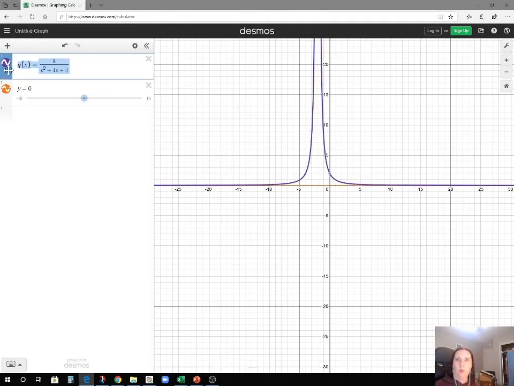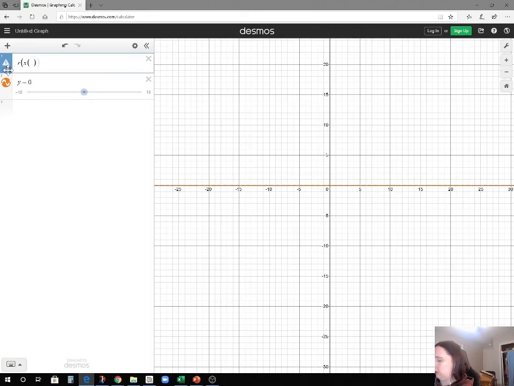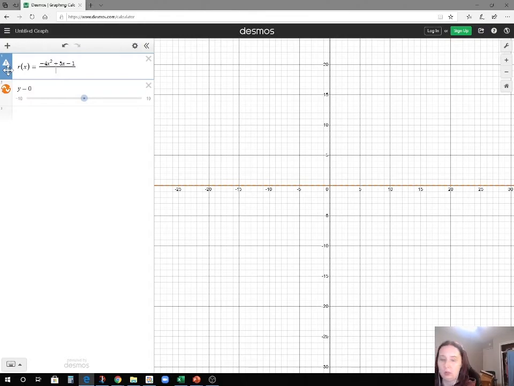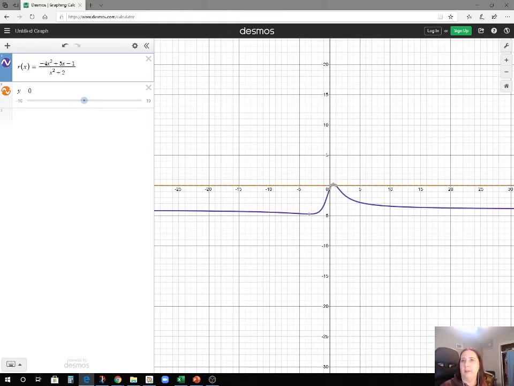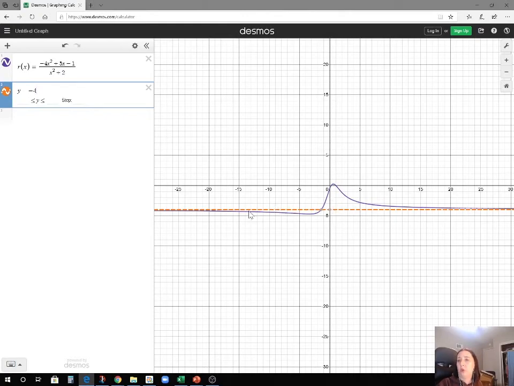Now our other one, r of x equals, this is going to be a complicated one, -4x squared plus 5x minus 1 over x squared plus 2. Okay. And we found our horizontal asymptote at -4. So I'm going to change this y to -4. And now you can see there's no vertical asymptote here, but we do have a horizontal asymptote.